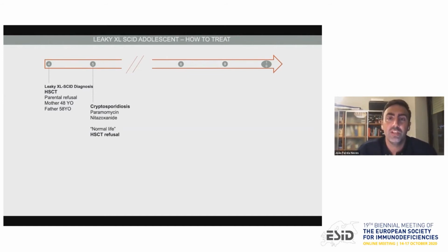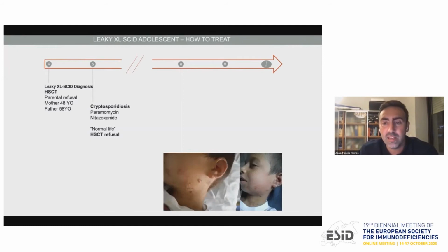From the age of 5 to the age of 8, nothing very special occurred, not many infections. And at the age of 8, he had the first episode of zoster. He had a very mild varicella somewhere between the age of 5 and 6.